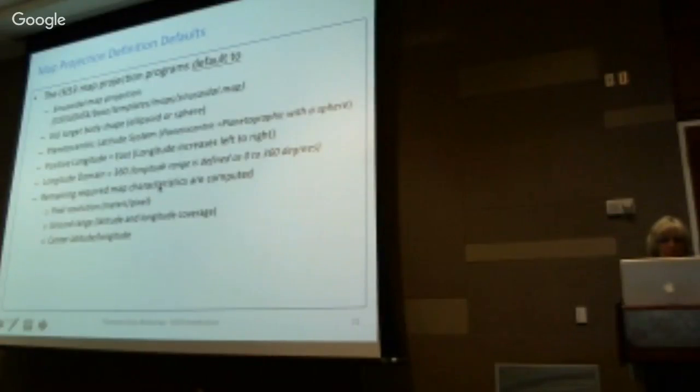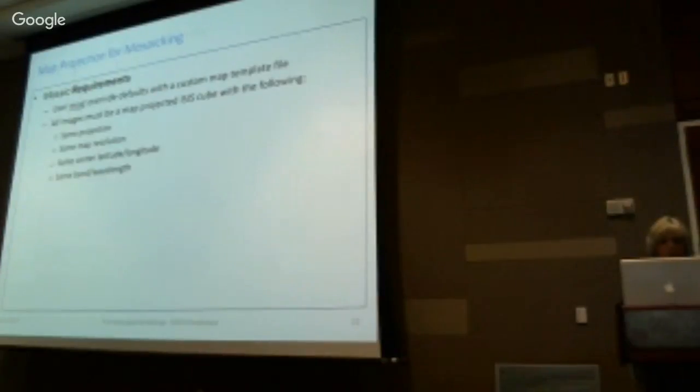Cam2map will compute the pixel resolution for you, the latitude, longitude range of your image, and a center lat, center lon. Again, you can't overwrite those. And you have to when you're going to mosaic your images.